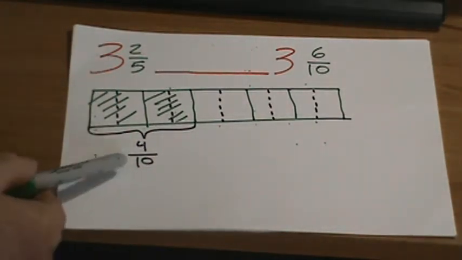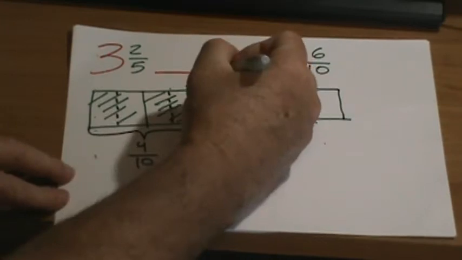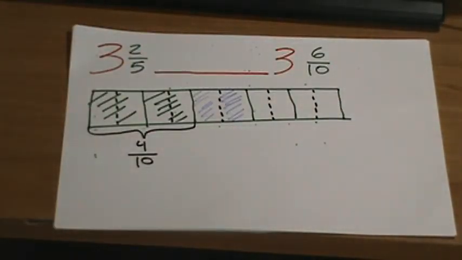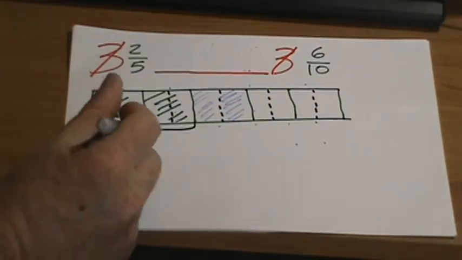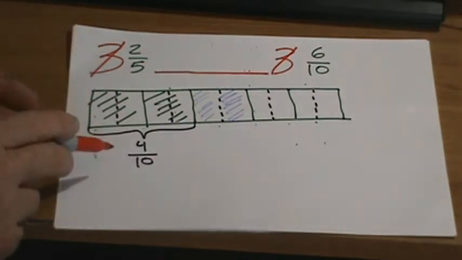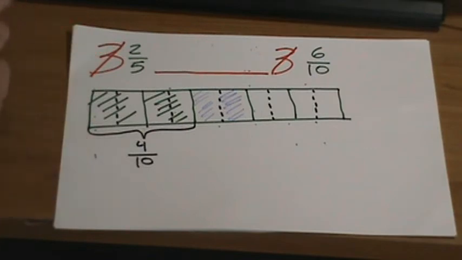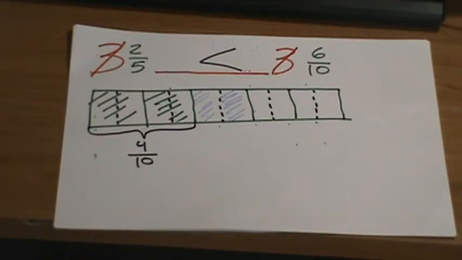So 4/10 compared to 6/10, I'm going to get on another color. And we go 1, 2, 3, 4, 5, and 6. So I know that the 3's are equivalent, right? And I can see here that 6/10 is greater than 2/5 or 4/10, right? 6/10 was all the way over here. So Annie Alligator is going to chomp down on 3 and 6/10, okay?